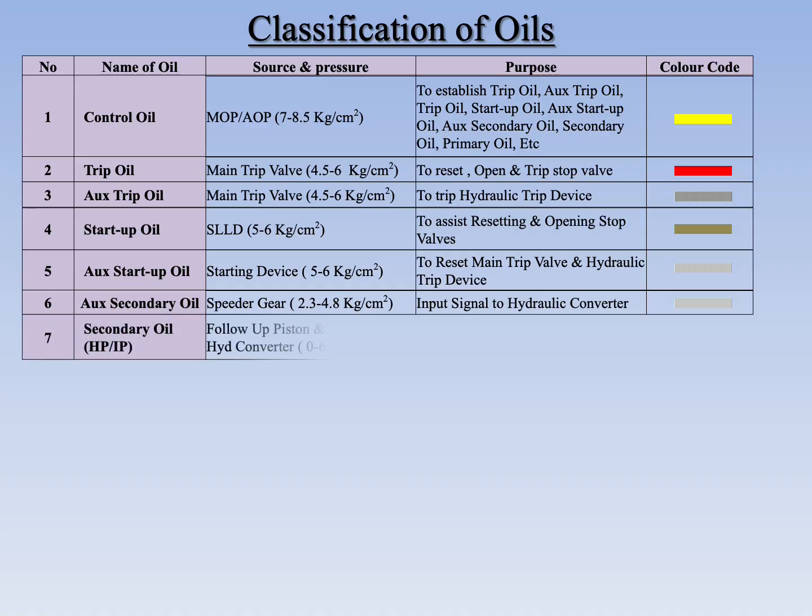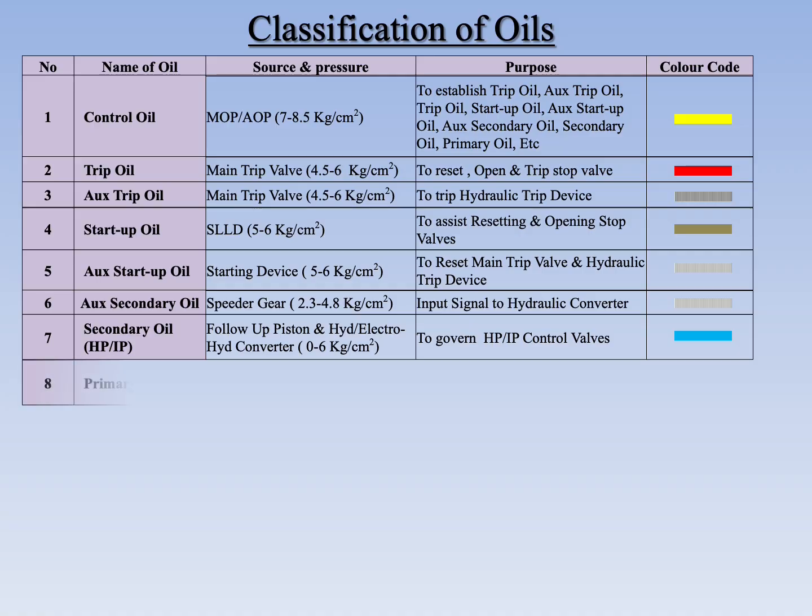7. Secondary oil. Source is follow-up pistons and electro hydraulic converter. Pressure is 0 to 6 kg/cm2. Purpose is to govern HP and IP control valves. Color code is blue.